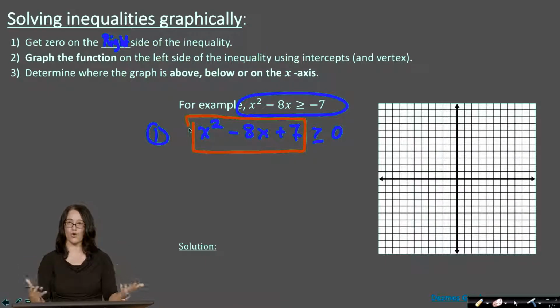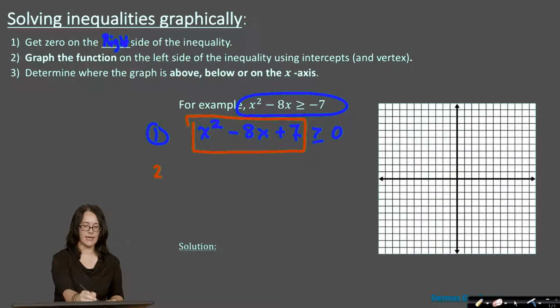Now in this course, we're only going to give you very nice functions which you can factor. In reality, you would have to use the quadratic formula or complete the square to find your x-intercepts. And that's what we're going to be finding in step 2.